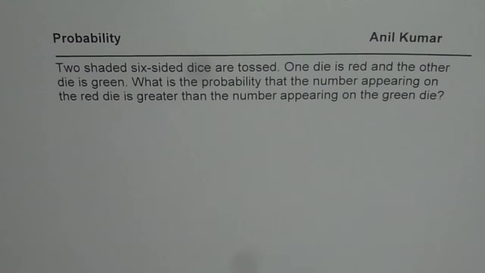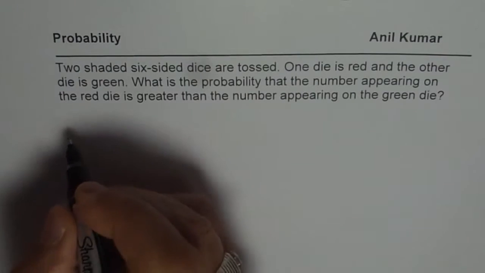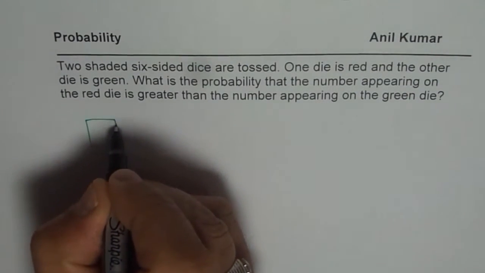The question here is: two six-sided dice are tossed. One die is red and the other one is green. What is the probability that the number appearing on the red die is greater than the number appearing on the green die? So what we are given here is two dice. One is red, the other one is green.